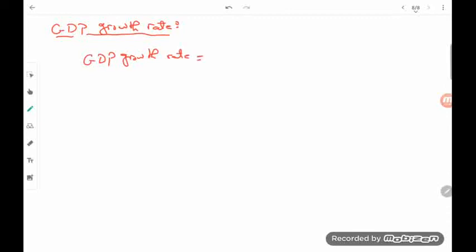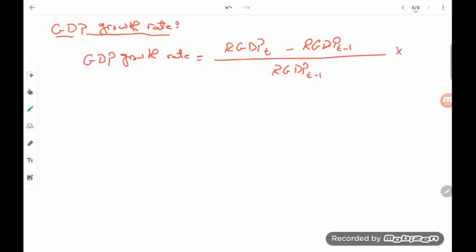usually you would like to compare the growth rate between two successive years. So it's calculated as real GDP at time t minus real GDP at time t minus 1, divided by real GDP at time t minus 1, multiplied by 100.